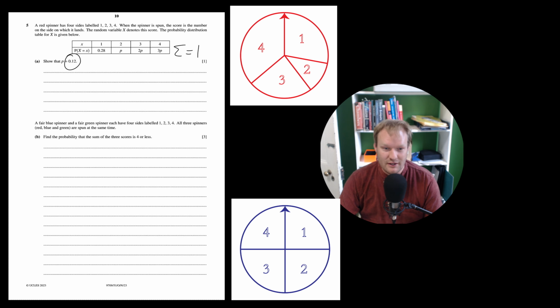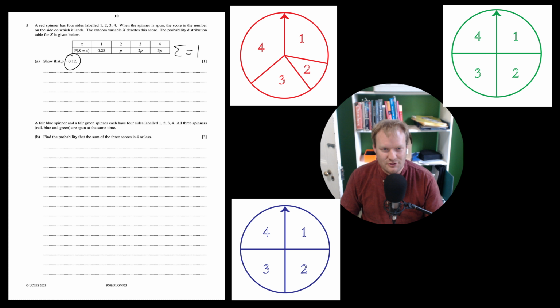We add a blue spinner and we add a green spinner. And these spinners are fair spinners, 0.25 for each of 1, 2, 3, or 4. So that's why I've shown it there: equal areas, 25% for each. So before we look at the question directly, if we wanted to look at the probability of, say, getting 3 1s, we would get a 1 with the red, a 1 with the green, and a 1 with the blue. Well, the probability of getting a 1 with the red is 0.28, and the probability of getting a 1 with either the blue or the green is 0.25. So we could just write it. That would be a short way of writing it. So that would be the probability of getting 1, 1, 1.